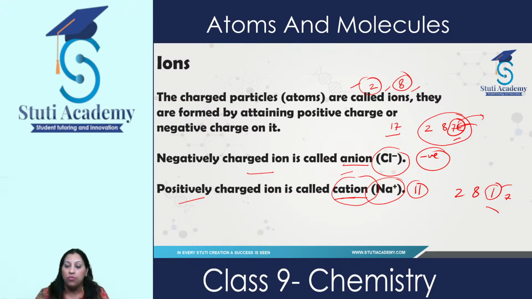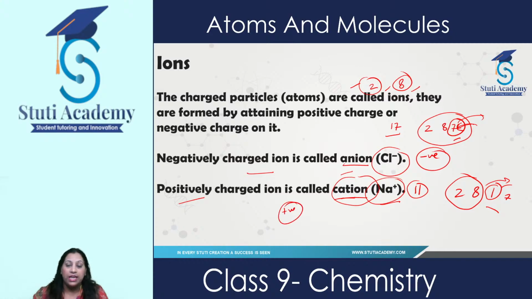Again, which one is the easier task? Now write down in the comment box which one is easier: gaining 7 electrons or losing 1 electron? Yes, losing 1 electron is the easiest task. So this sodium loses 1 of its electrons and its electronic configuration now becomes 2, 8. Now it is stable in nature. Here it is losing 1 electron, so it attains a positive charge.